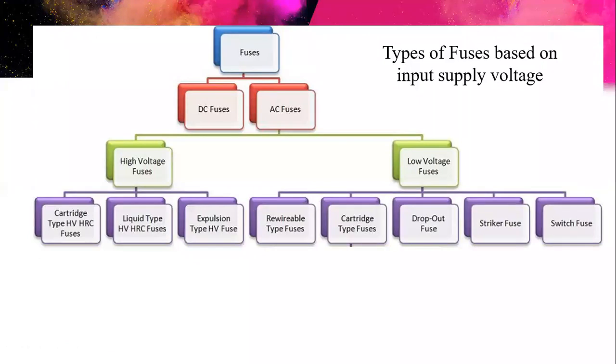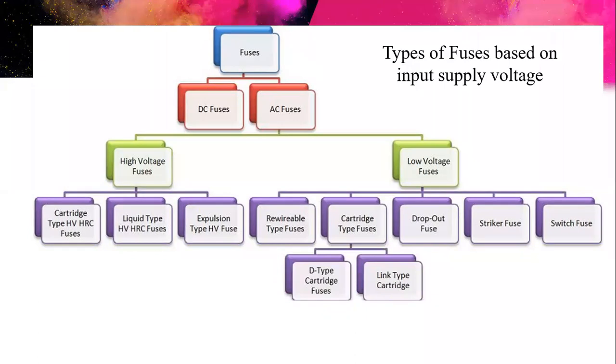Types of fuses. The LV type fuses are rewirable fuses, cartridge type fuses, dropout fuses, striker fuses, and switch fuses. Rewirable fuses we have already seen, cartridge fuse already seen, dropout fuse, striker fuse, and switch fuses we have already seen in the previous class.